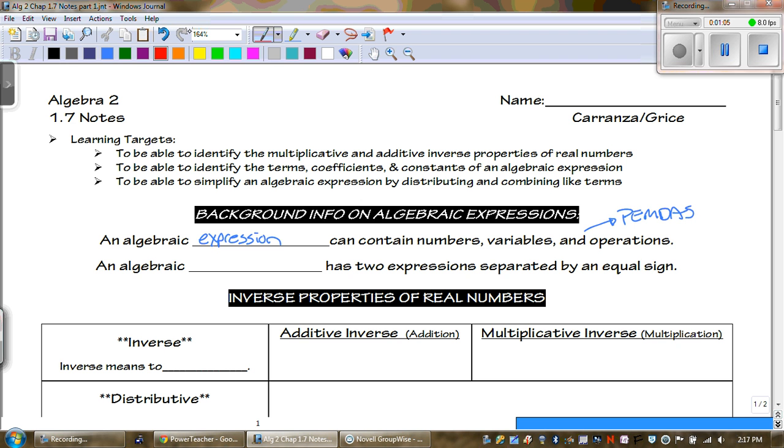Okay? The other thing that we talk about are equations. And with an equation, it's two expressions separated by an equal sign. And whenever you see that equal sign, right away you need to think that that's when we do STADMAP, okay, the reverse order of operations. That's when we're solving something, okay?